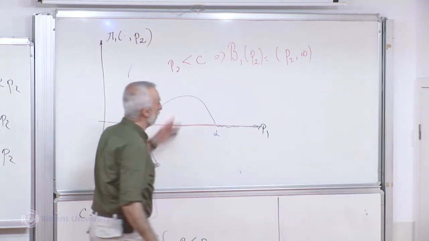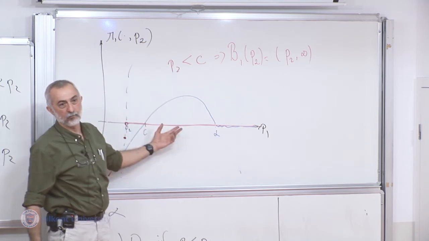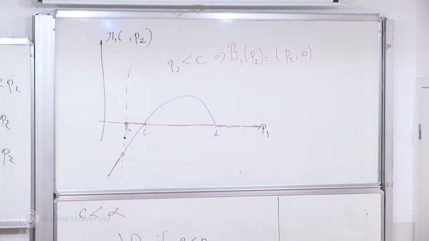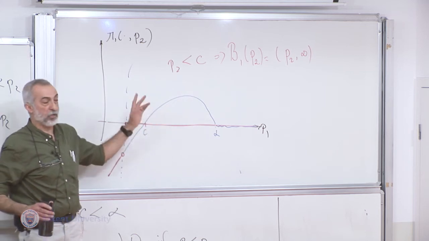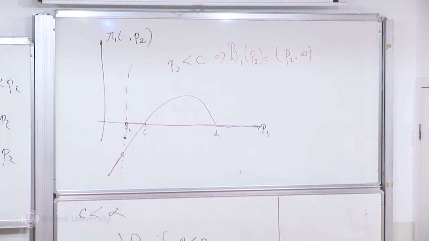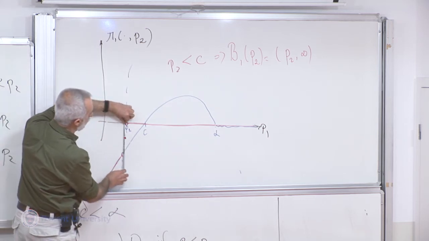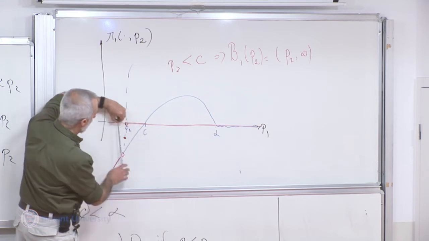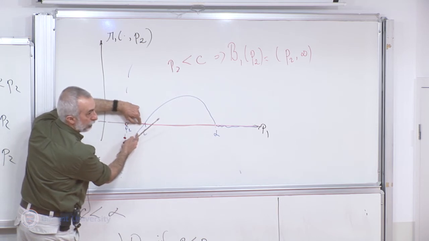Then, well, maybe P2 is not less than C. Maybe it's bigger. By the way, as I told you before, this is like a frame in a movie. So when you look at that frame, you should get an idea about the whole movie. When I look at this frame, I get an idea about how the movie behaves for all these P2 values. As P2 increases, these points move like that, okay?